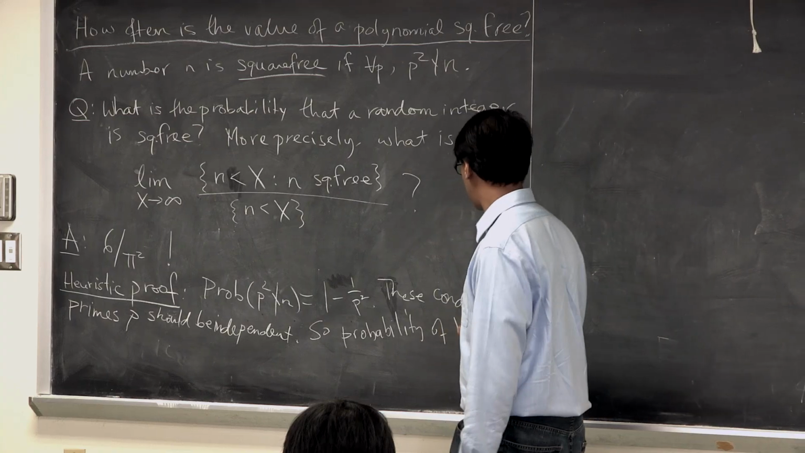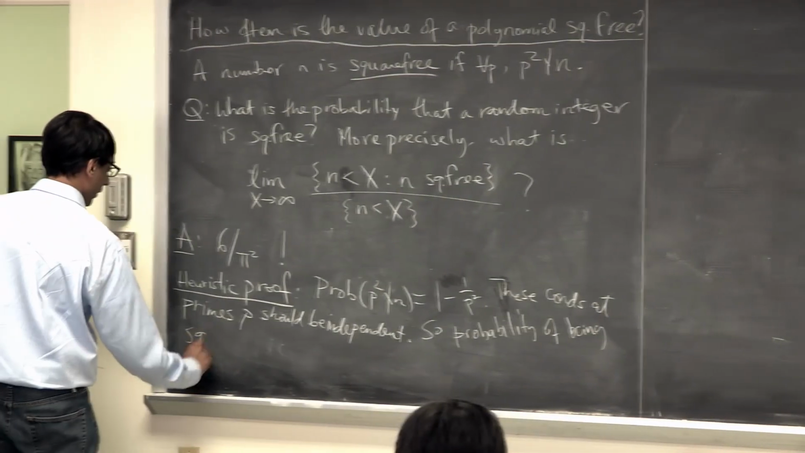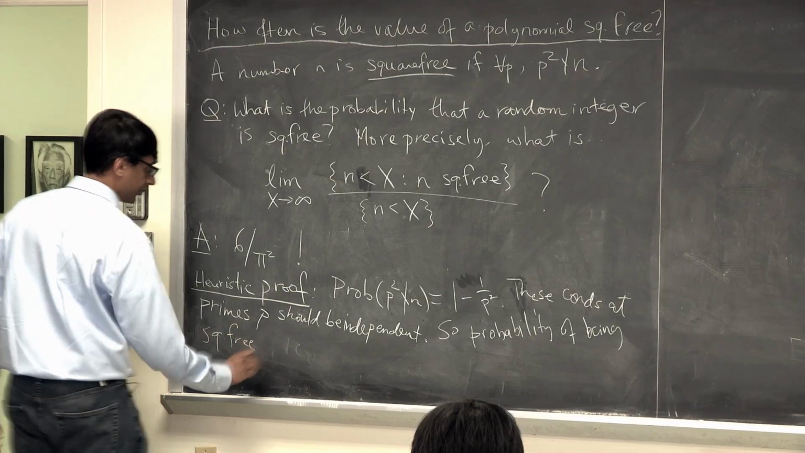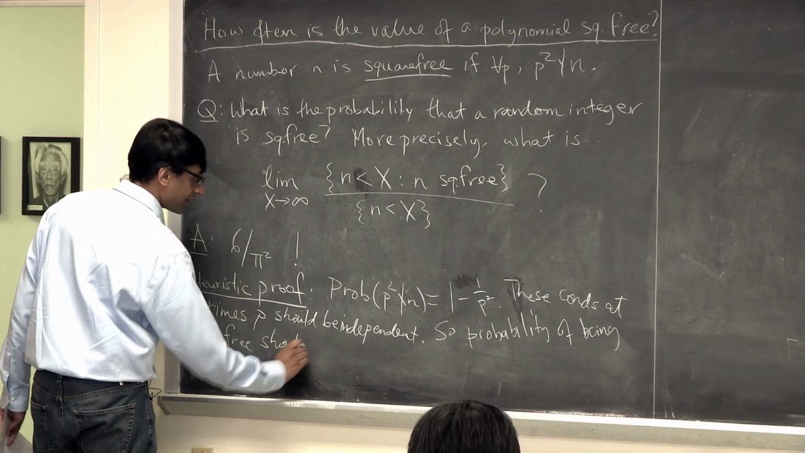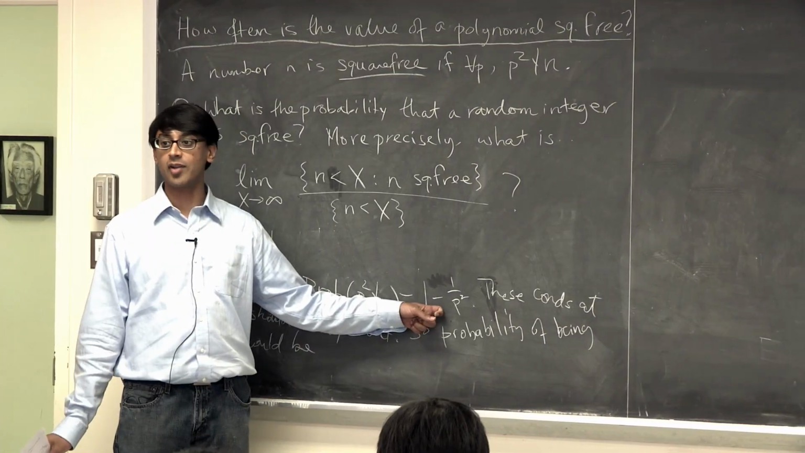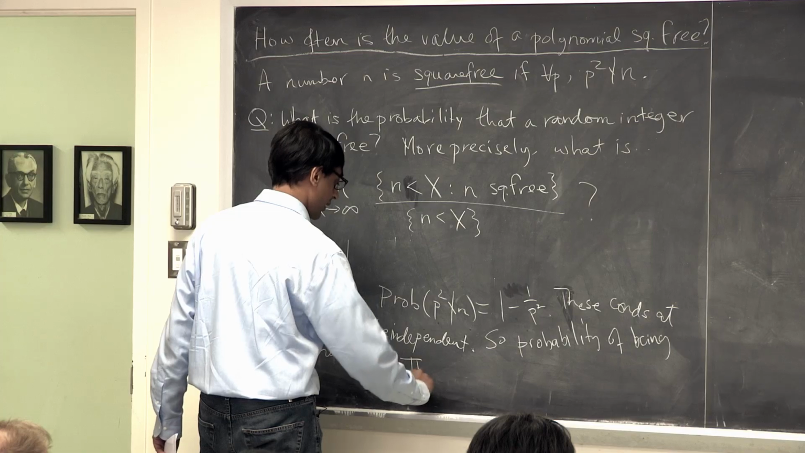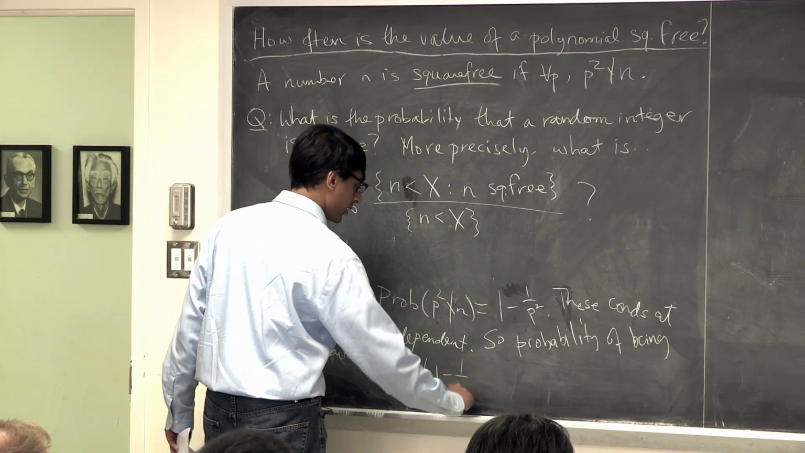So, primes p should be independent, and so the probability of being square-free should be just the product of being square-free at each prime, multiplied over all primes p. So it should be the product over all p of 1 minus 1 over p squared.